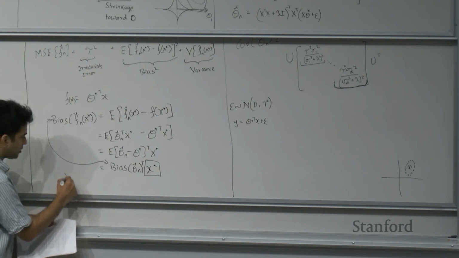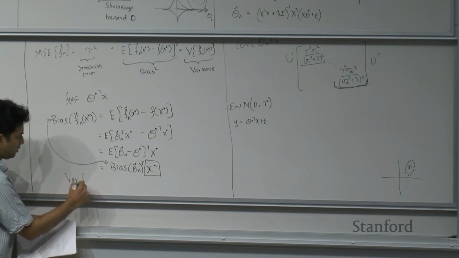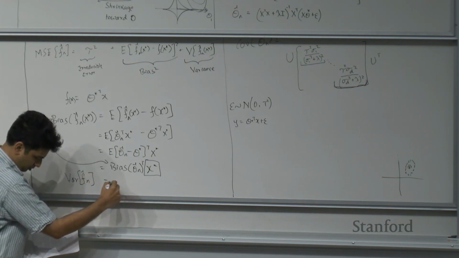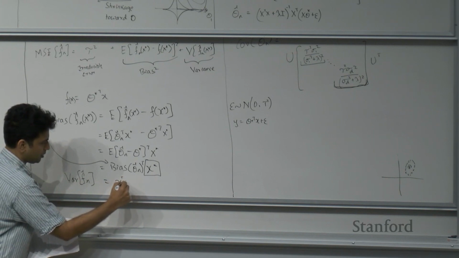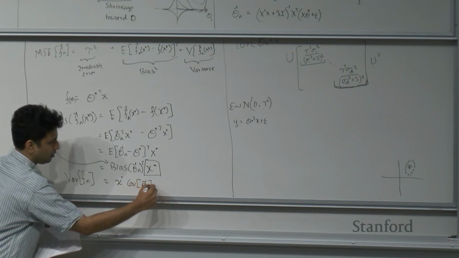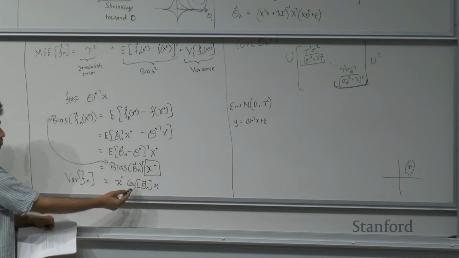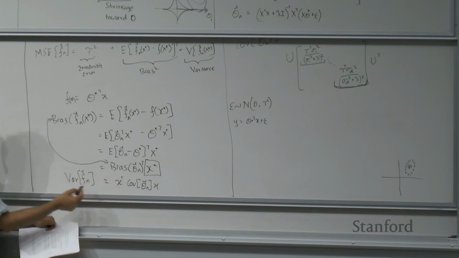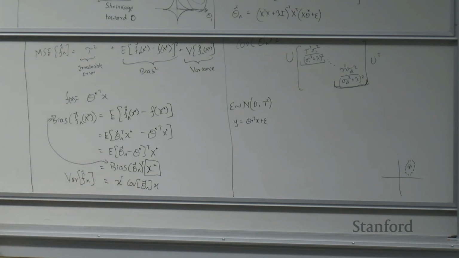Similarly, the variance of f hat n is equal to x transpose covariance of theta hat n x. So it's a quadratic form that uses the covariance matrix of theta hat n along with x as the input to get the variance.